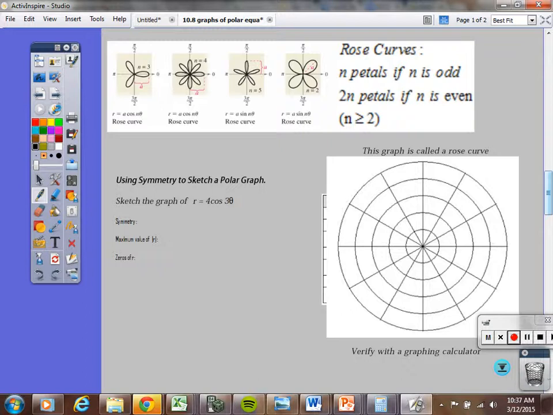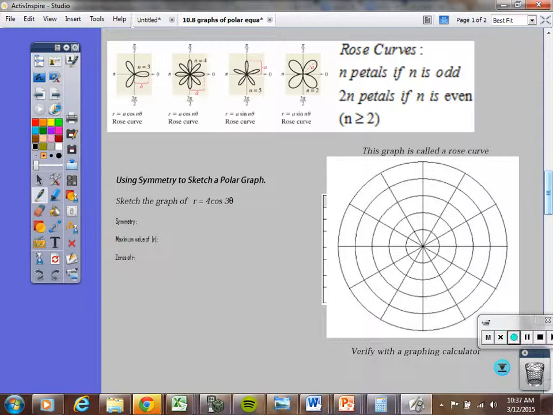What's the highest sine will ever be? 1. What's the lowest it'll ever be? And because our radius puts us basically on the same spot, because when you have a positive radius or a negative radius, it's still going to be on that radius of 1, right?